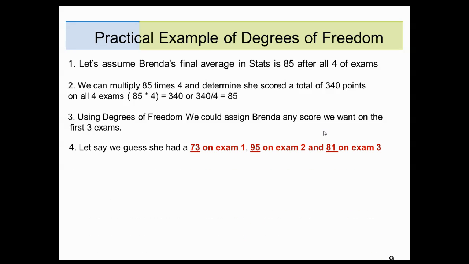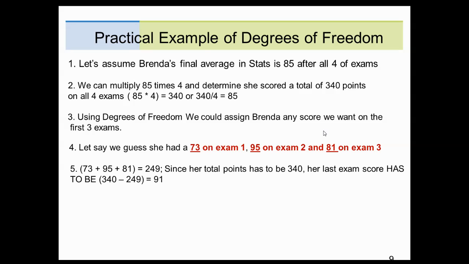Let's say on the first exam she got a 73, the second exam she got a 90, she got a 95, and on the third exam, let's assume maybe she got an 81. We're just guessing. All right. If I total up those 3 scores, she gets a total of 249.